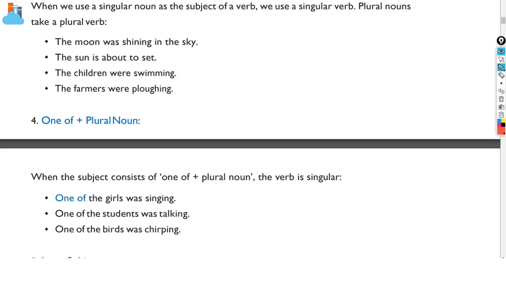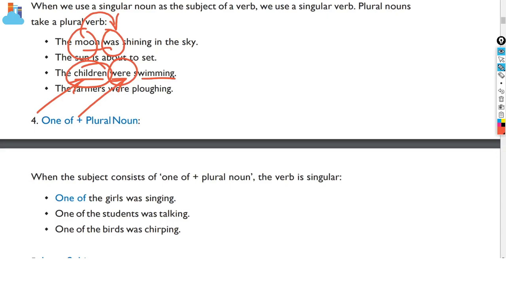When you use a singular noun as the subject, the verb is singular; plural nouns take a plural verb. A simple example is: the moon was shining. Moon is singular, was is singular. The children, this is plural, were swimming, not was swimming. Alright, that means there is agreement between the subject and the verb.